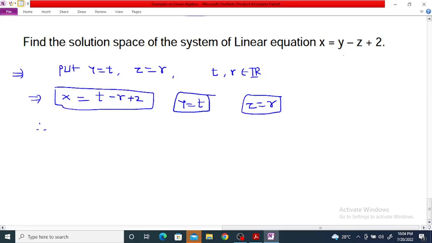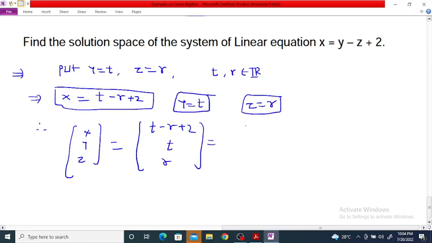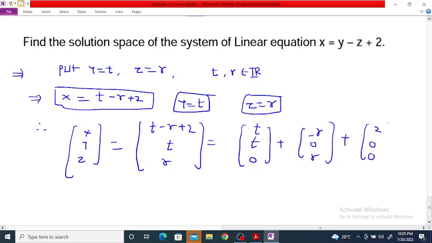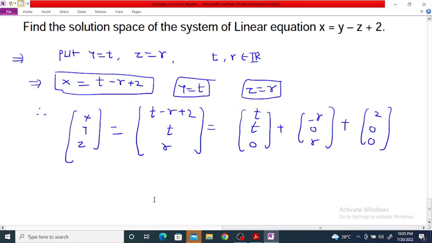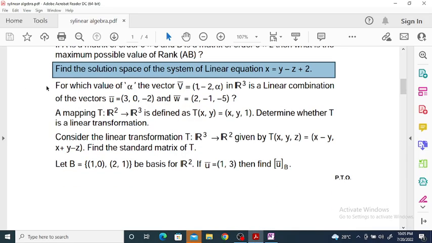Or in other words, if we write this as (x, y, z), then it is equal to (t minus r plus 2, t, r), which is the solution space. Or in other words you can write this as t times (1, 1, 0) plus r times (minus 1, 0, 1) plus (2, 0, 0). So this is the solution space of the given system. Next example.